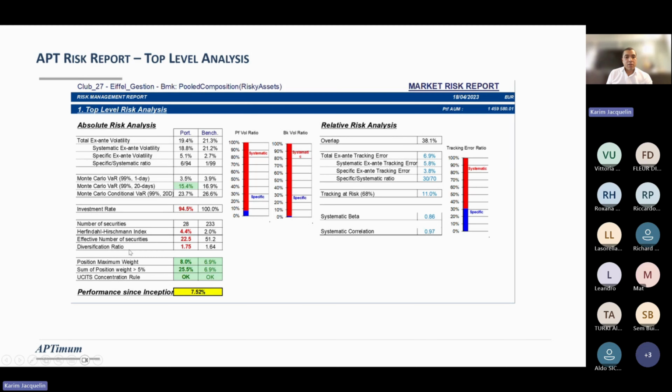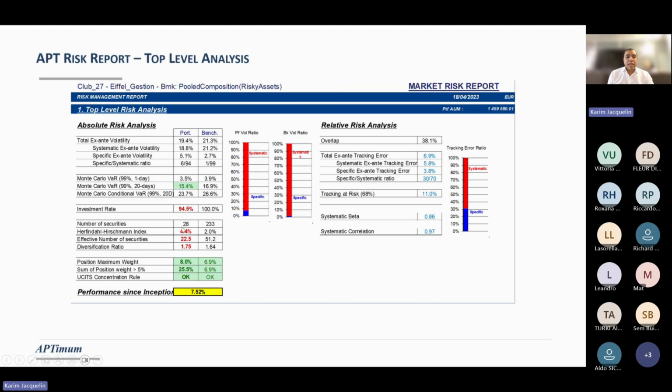The next section is very interesting because you can understand the level of diversification of your portfolio. So you have several interesting risk indicators here. The first one is a very simple one. It's the number of securities. So this portfolio has 28 securities. The aggregated portfolio has 233 securities.